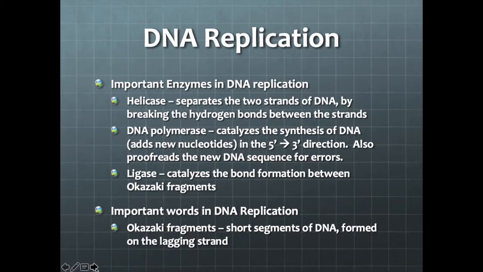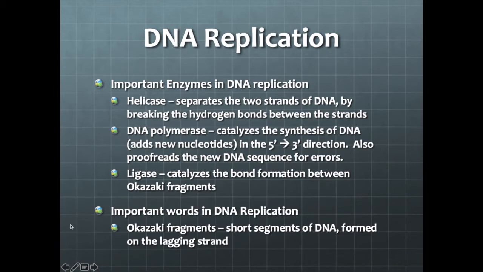Now, some important enzymes that we need to understand are these right here. With enzymes, if it ends in ASE, know that it's an enzyme. So helicase is going to separate two strands of DNA by breaking the hydrogen bonds between the strands. It's going to unzip the DNA. Okay? DNA polymerase is going to catalyze the synthesis of DNA.